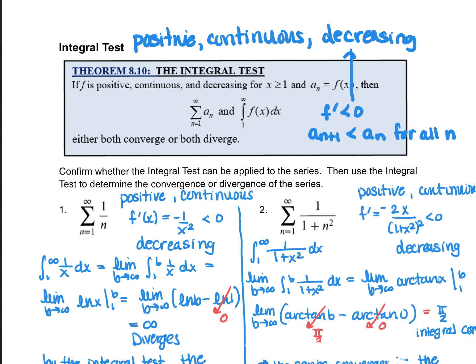We have two ways we can show decreasing. One, we could take the first derivative and show that it's less than 0 after some point, or that the next term is always less than the previous term.